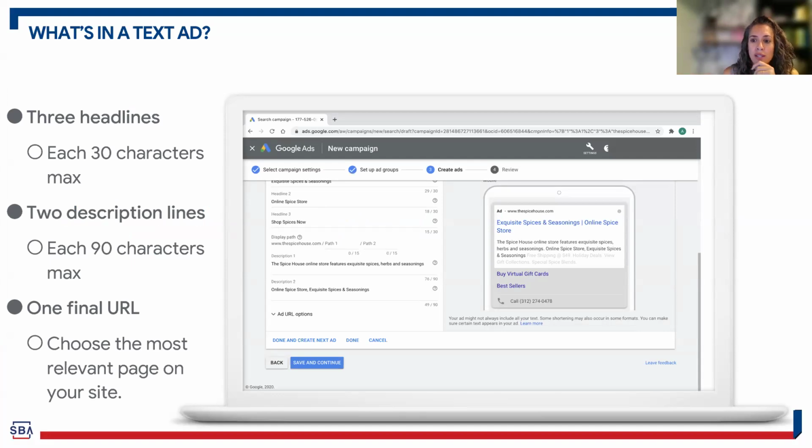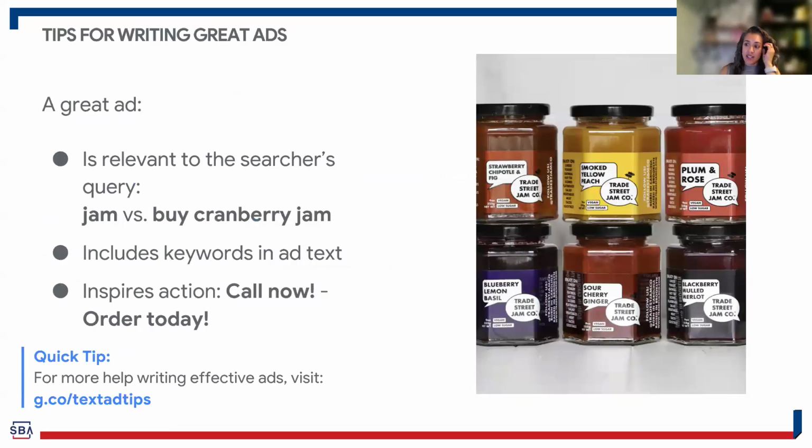So you also have an option to do responsive, which means you put in a bunch of different headlines and then it'll mix and match for you. That can take away some of the heavy lifting. But what you really want to do is make sure that everything is aligning. So when you're optimizing, you want to make sure everything is in line, right?